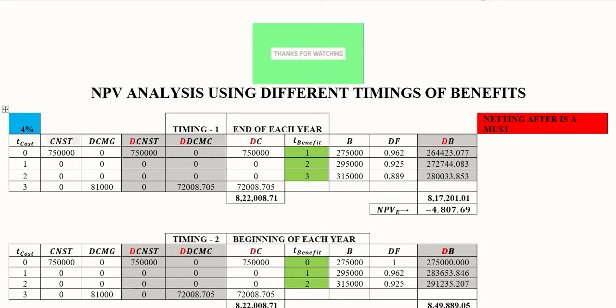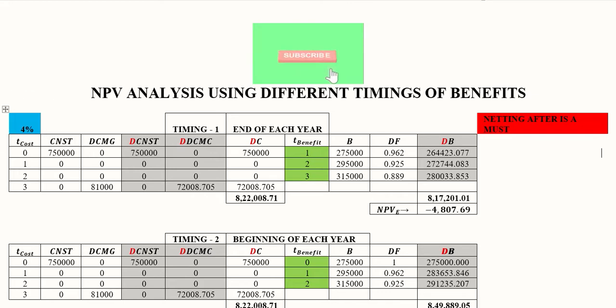We are considering that we are going to make a bridge on a temporary basis, and once the purpose of that bridge is served, it will be decommissioned. So for that we are going to do an NPV analysis. But what should be the timing of those benefits? If the timing of the benefits changes, what will be the effect on NPV? This is what we will see here.